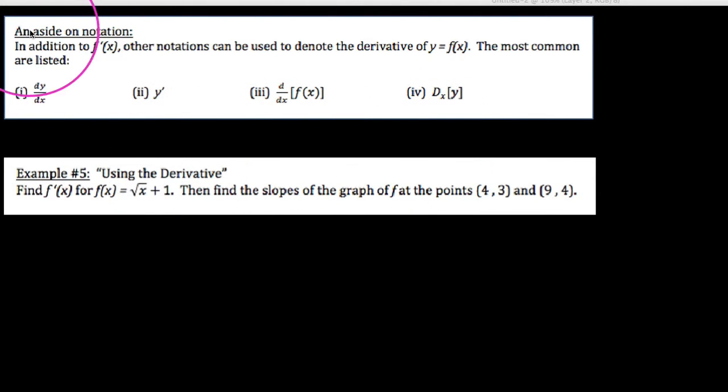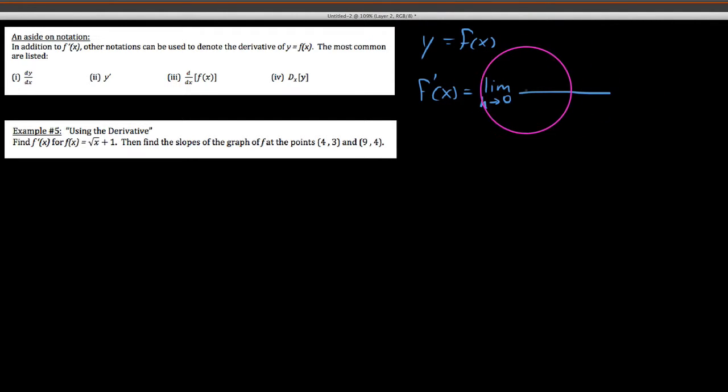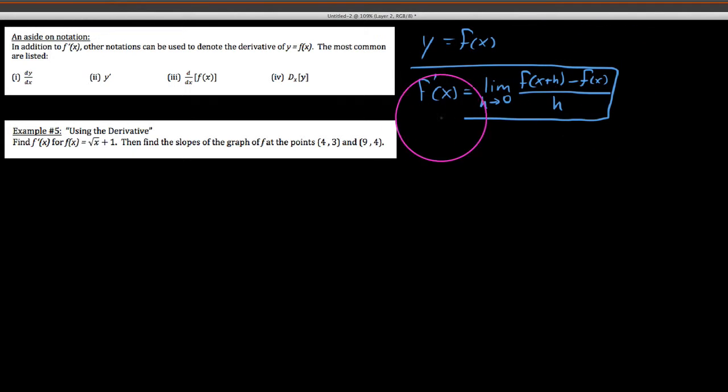So we're going to go ahead and make a little side note on notation before we proceed. Given a function f of x, y equals f of x, we say its derivative function, which is its slope function at any x value, is given as f prime of x. It is defined this way: the limit as h approaches zero of f of x plus h minus f of x, all over h. And this is what we define as being the slope at any given x value.